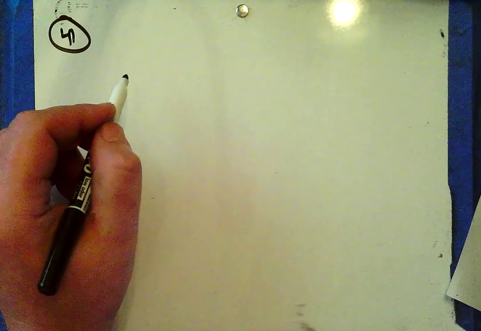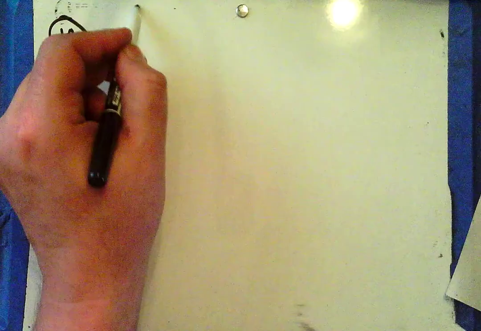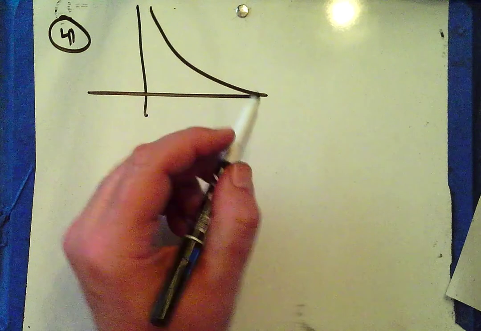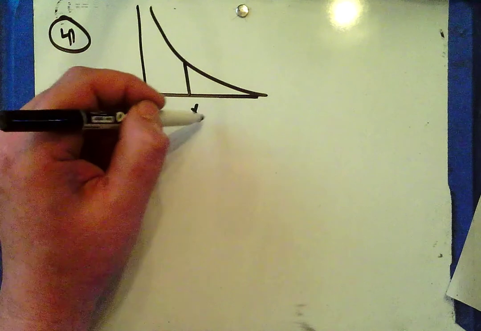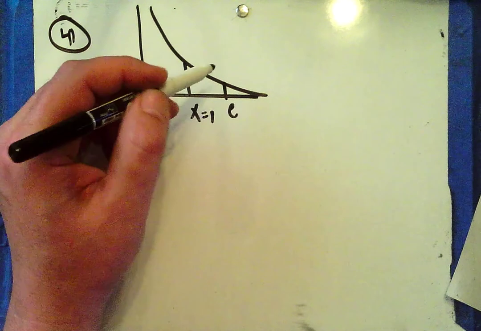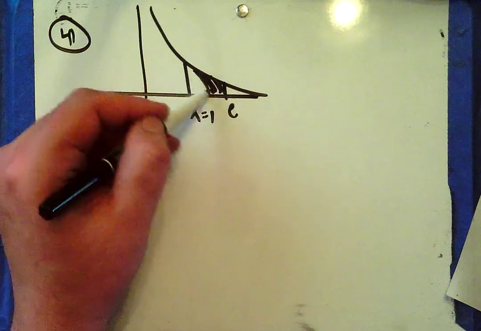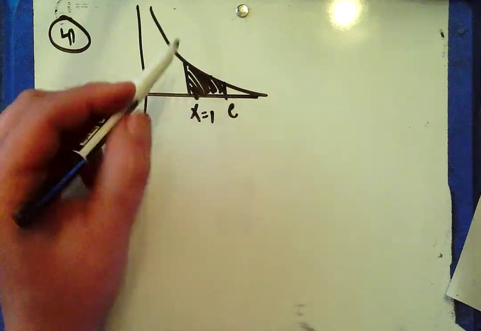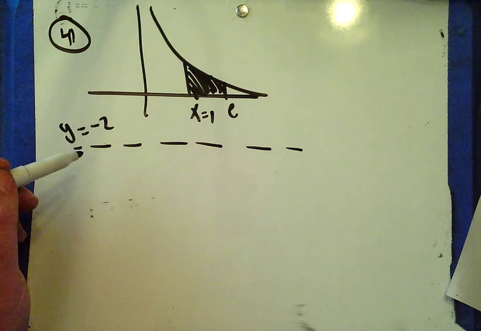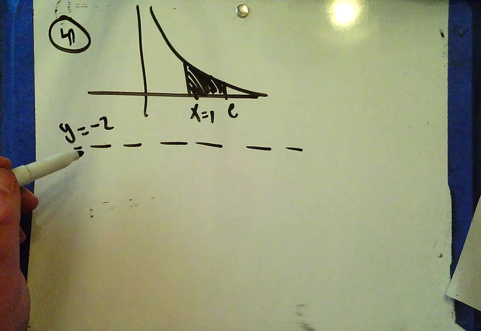41. 41 says the region between y equals 1 over x, the vertical line x equals 1, and x equals e, this region, is rotated about y equals negative 2. The volume of the resulting solid.